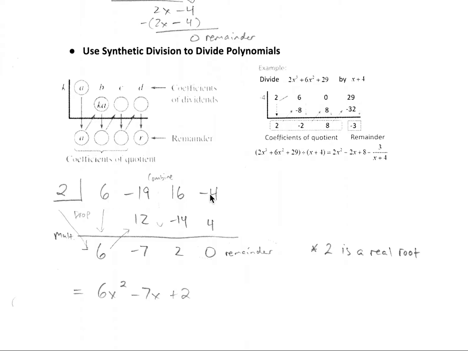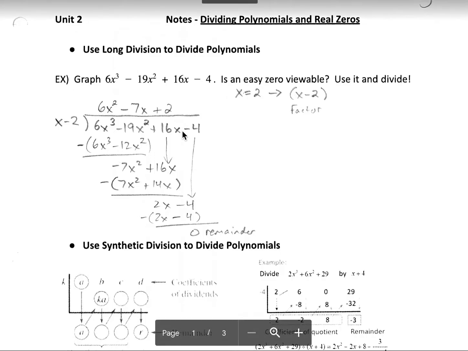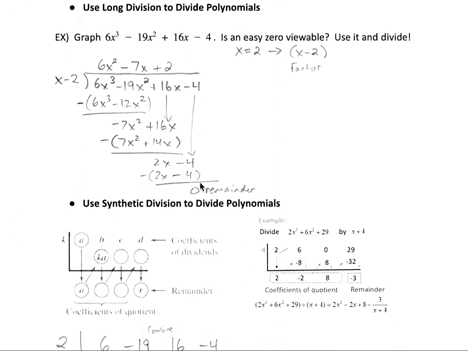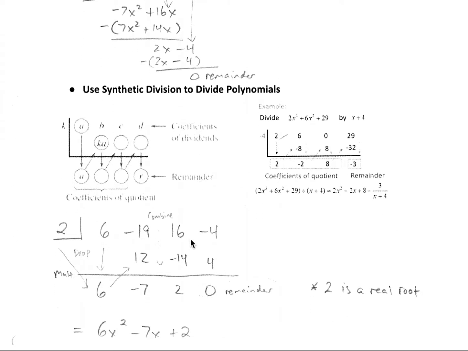What we write off to the side of it are going to be the coefficients of our polynomial. So going back to the original one, we have 6, negative 19, positive 16, and negative 4. So we just list them next to each other.